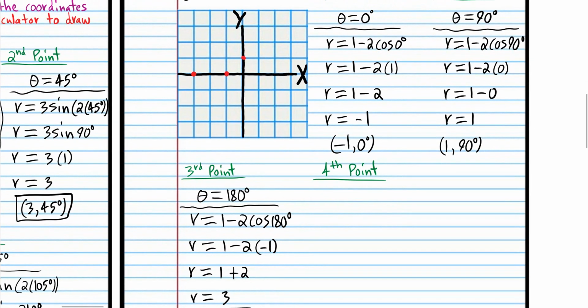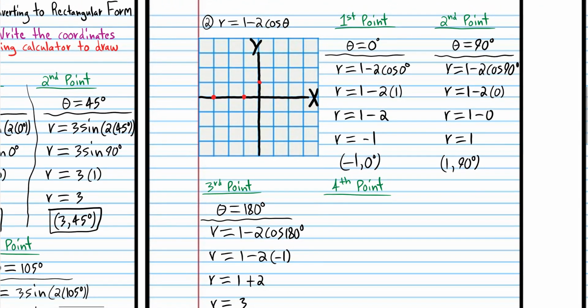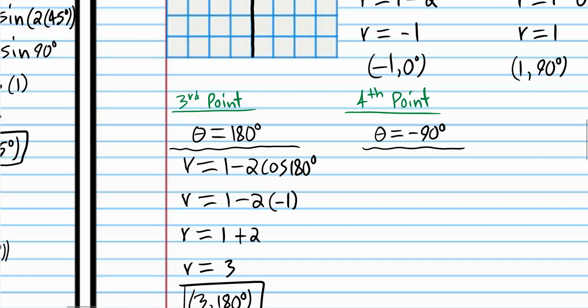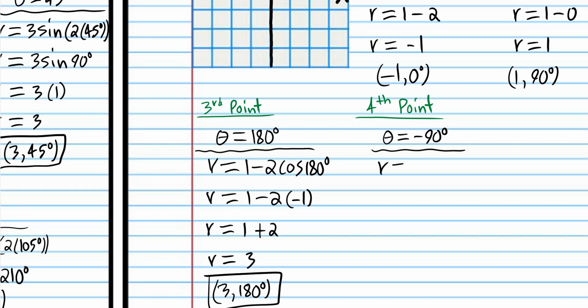Okay, so what else should we try? Maybe we can try negative 90. Let's try that, negative 90. Again, sometimes it will just give you the same point that you already graphed, so if that happens, don't panic, just try something else. So we have 1 minus 2 times cosine negative 90. Cosine negative 90 is 0 if you look at the graph.